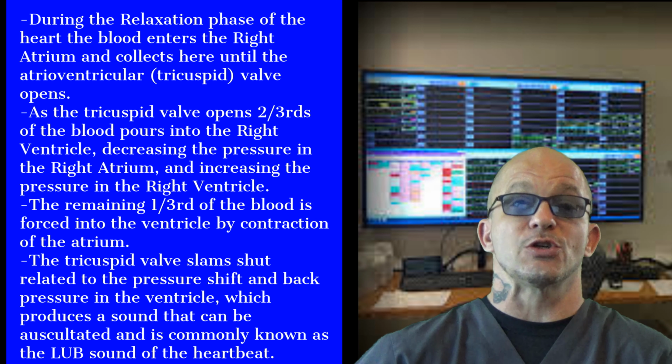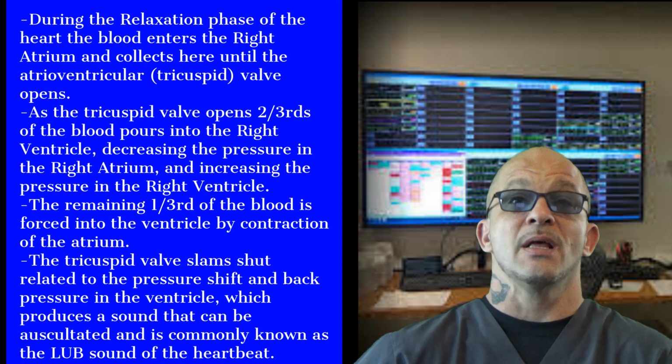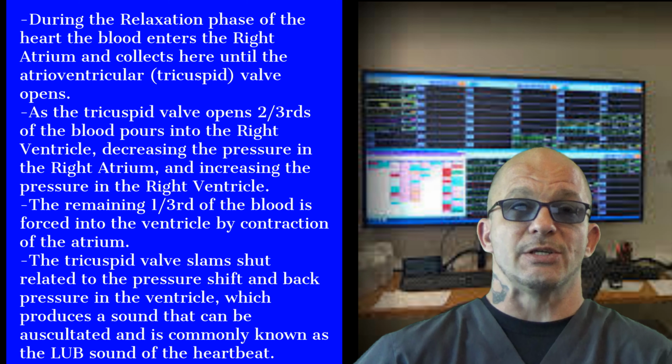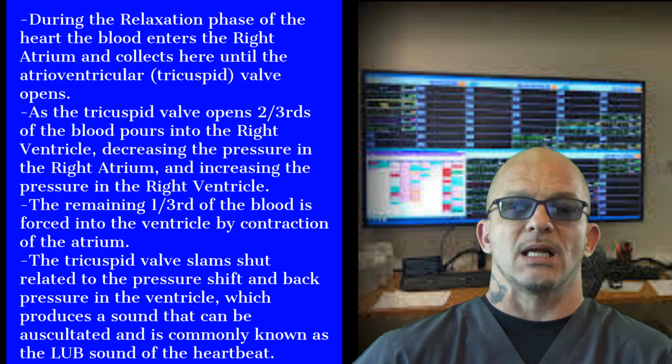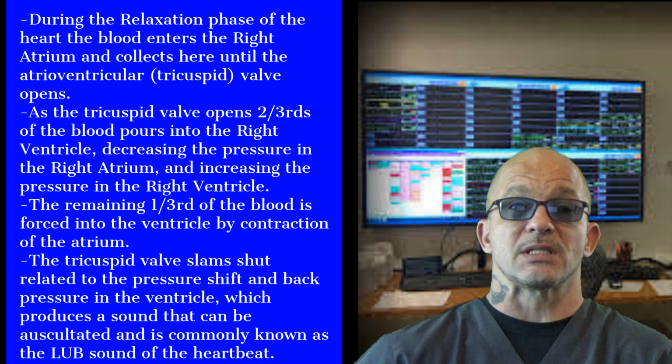Deoxygenated blood enters the right side of the heart from the upper half of the body by way of the superior vena cava, and from the lower half of the body by way of the inferior vena cava. The blood enters the right atrium during the relaxation phase of the heart. It collects here until the atrioventricular valve of the right side of the heart opens. This valve is known as the tricuspid valve.